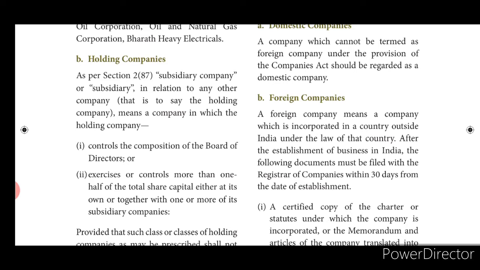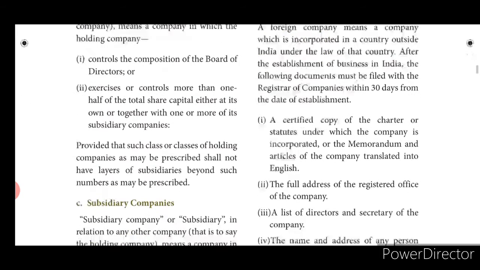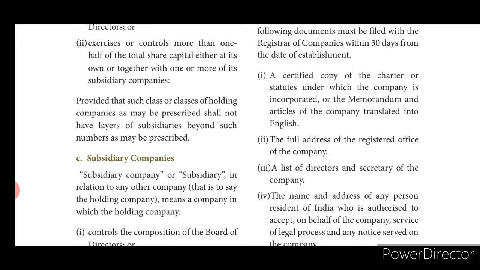In that case, these companies are called a holding company, because it is actually held by so many other people. Whenever they have a high proportion, at least half or more than that, that is called a holding company. They will even have more than one or two branches, okay, they will have a subsidiary company. That is what, provided that such classes of holding companies as may be prescribed shall not have layers of subsidiaries beyond such numbers as may be prescribed.